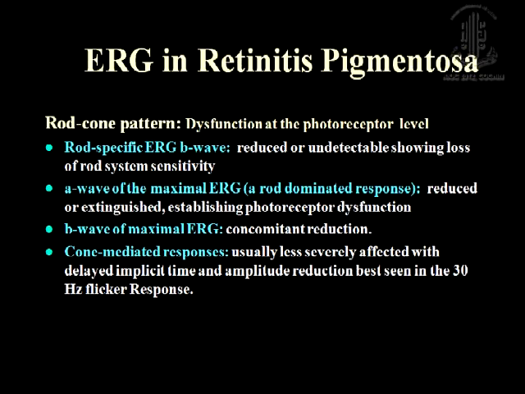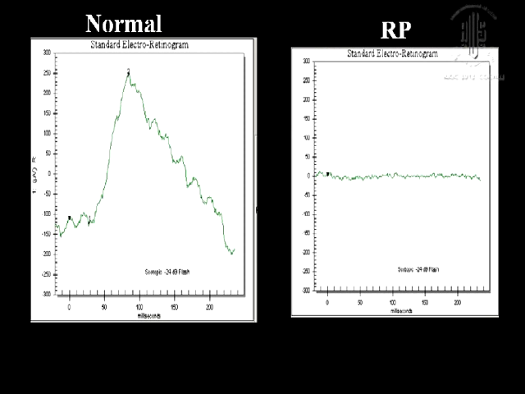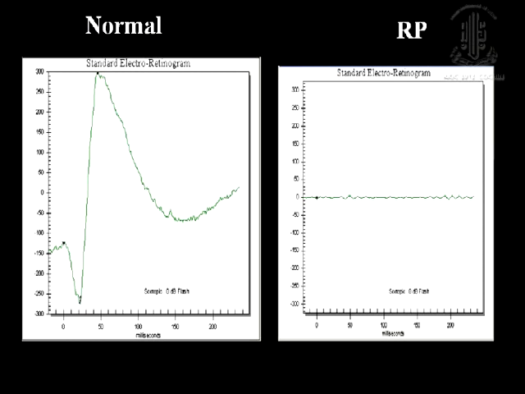And hence in RP, the full field ERG is basically a rod cone pattern of ERG. So I will show you. This is the normal ERG that we have. This is the scotopic 24 decibel, the first response, and you see that it is quite flat. And this is the maximal combined response. You see the normal ERG, you have a negative A wave and a positive B wave.